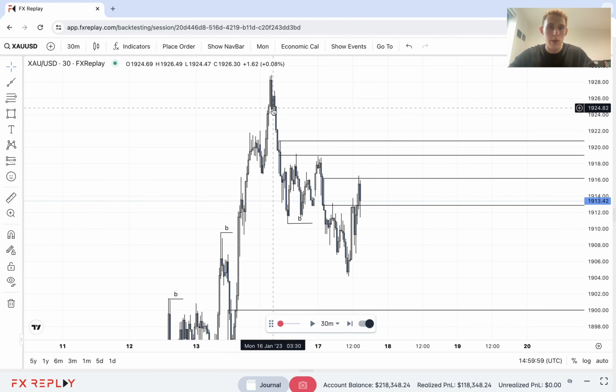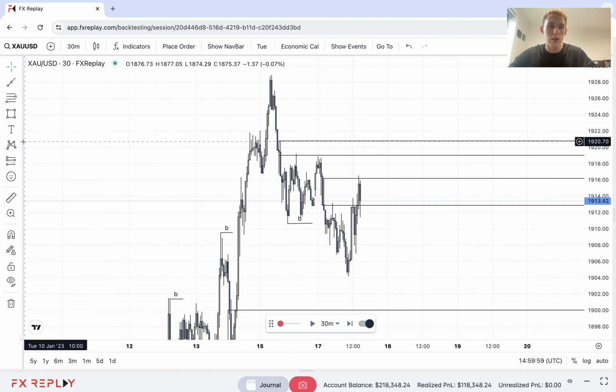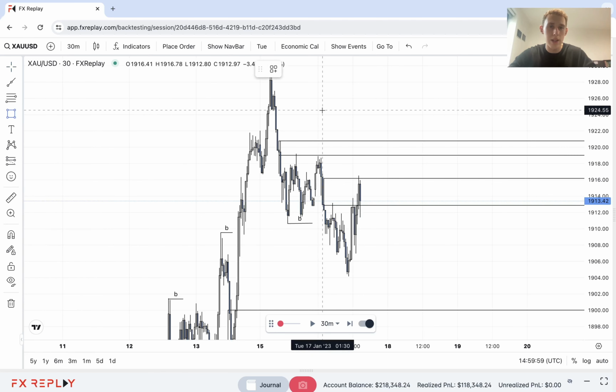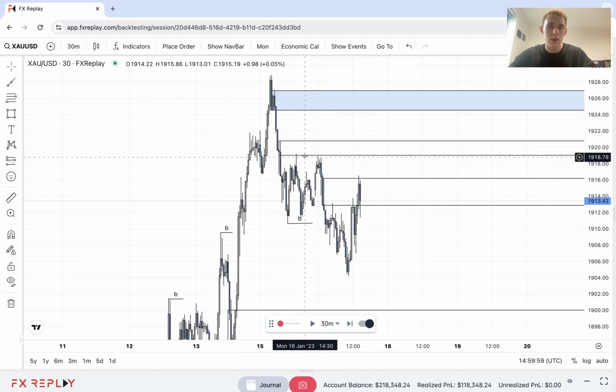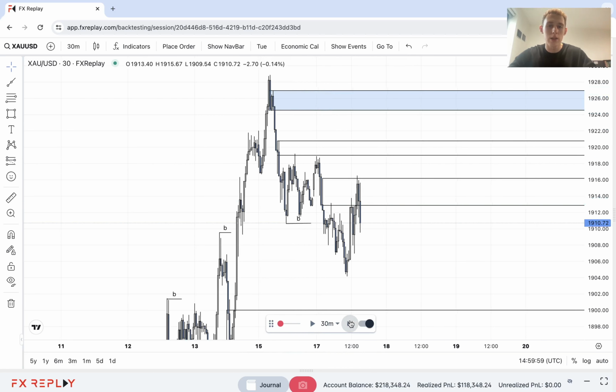Yeah, if price comes all the way back up to this zone, well, actually, yeah, that would be a valid zone as well. Considering price has built all of this.